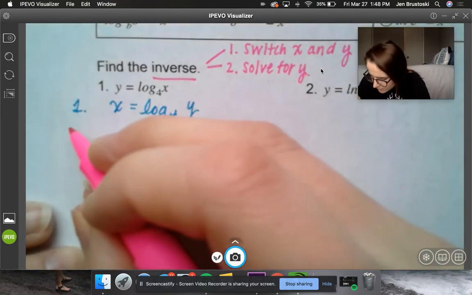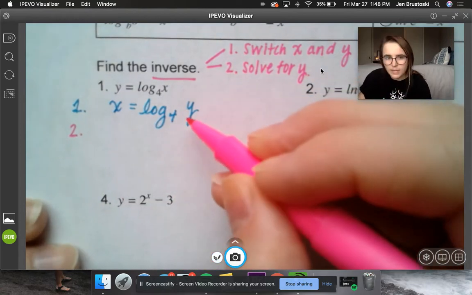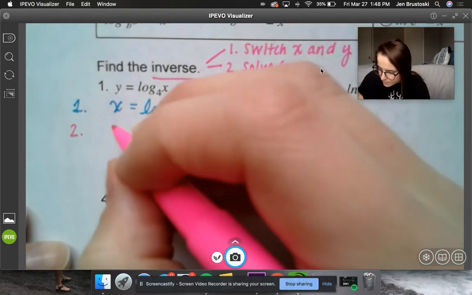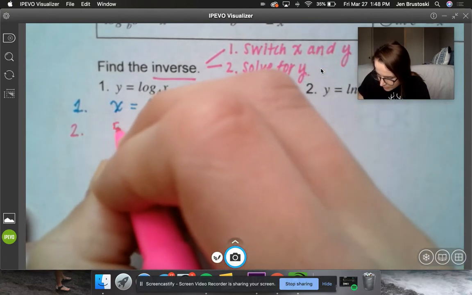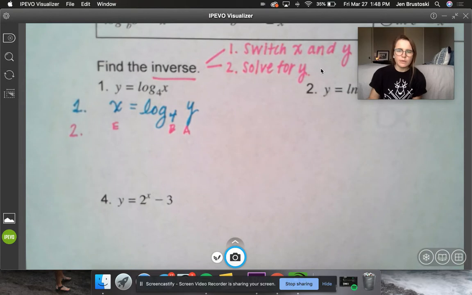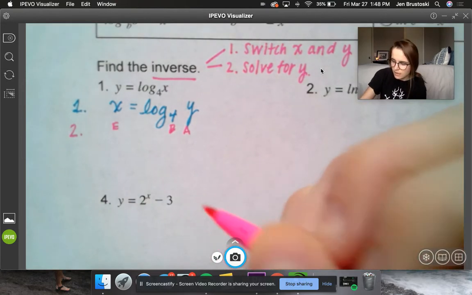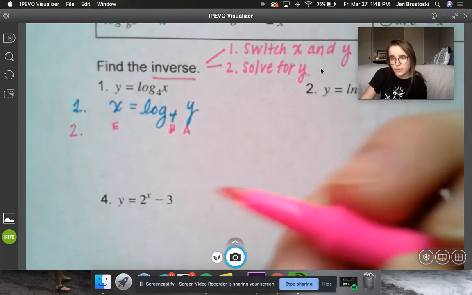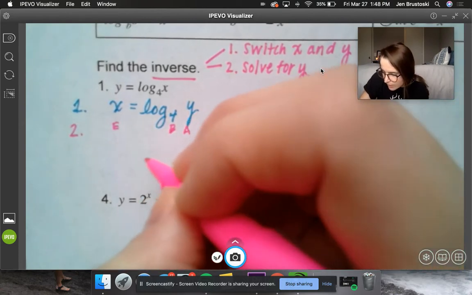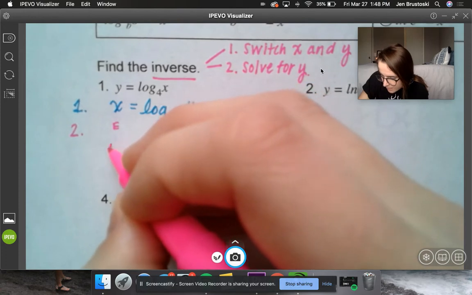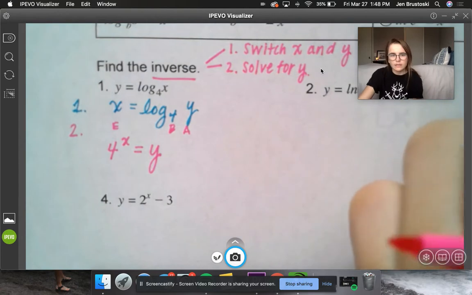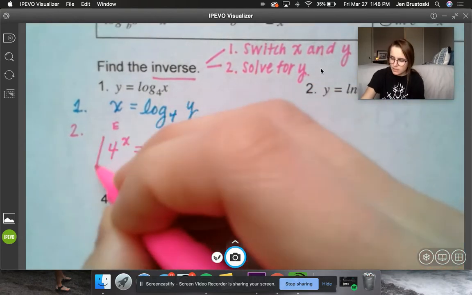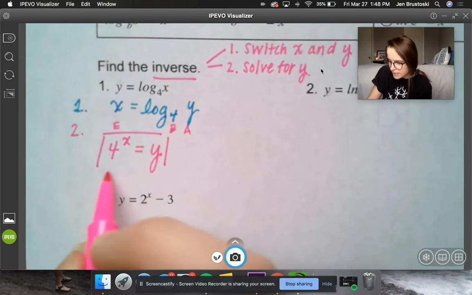Step 2, we need to solve for y. So I need to get y by itself. We have a base here, but our exponent is over on the other side. So let's go ahead and put it into exponential form, because when we're trying to solve these, that's what we're going to do. So we have base to the exponent equals our answer. We have to ask ourselves, is y by itself? It is. So this right here is the inverse.